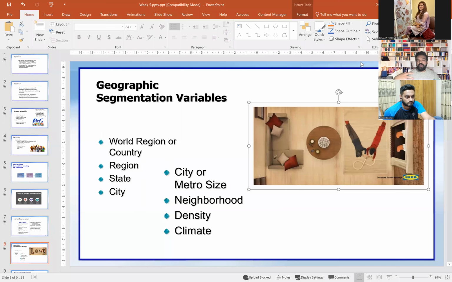IKEA comes with furniture in a knockdown format. Knockdown means in boxes, which you will have to unbox and fix the furniture by yourself. And also the furniture is very good for smaller houses. When you have smaller houses, IKEA furniture is great.